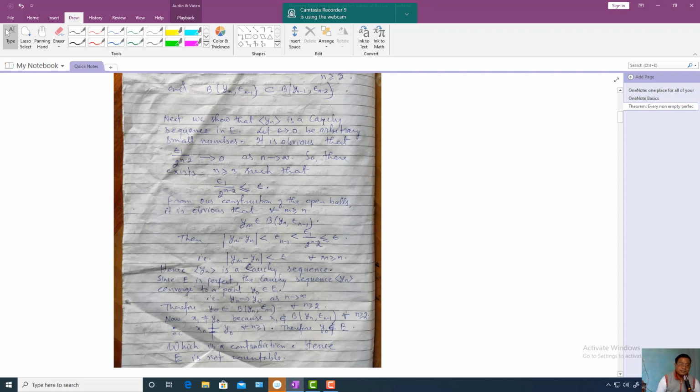is a Cauchy sequence. Everyone knows what a Cauchy sequence is: for a given epsilon, there exists a positive integer capital N such that for all n, m greater than or equal to capital N, the distance between yn and ym is less than epsilon. That is the definition of a Cauchy sequence. So let us now prove that yn is a Cauchy sequence. Let epsilon be an arbitrary small number.